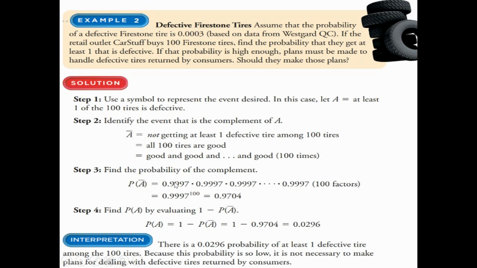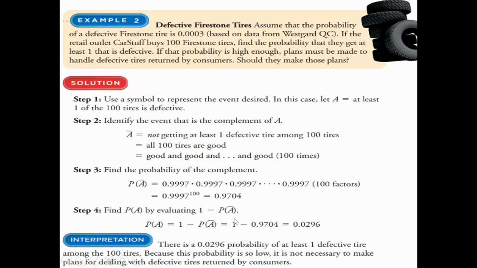All right. So here again, this problem represents independent events, because getting a good tire or a bad tire has no effect on the second and the third. So all 100 are good. So the first one is good, and the second and the third. So it's an and situation. So I know I'm multiplying.